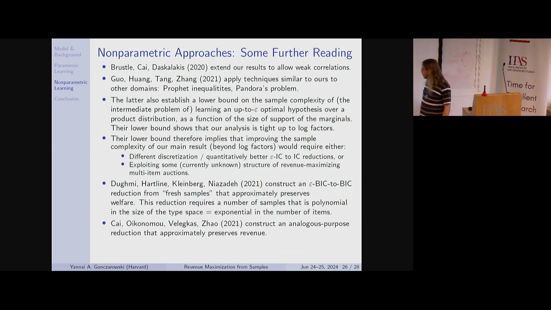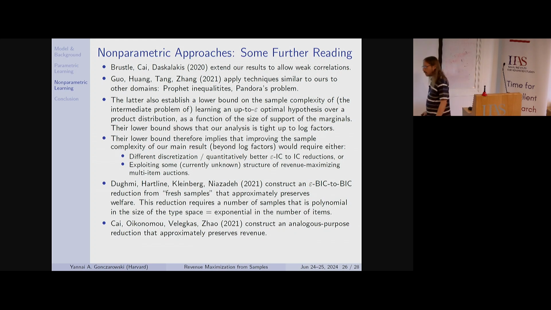Epsilon IC to IC reduction. So Shaddin Dughmi, Jason Hartline, Bobby Kleinberg, and Rad Niazadeh construct an epsilon BIC to BIC reduction, a transformation for arbitrarily many items and buyers. These reductions require fresh samples.